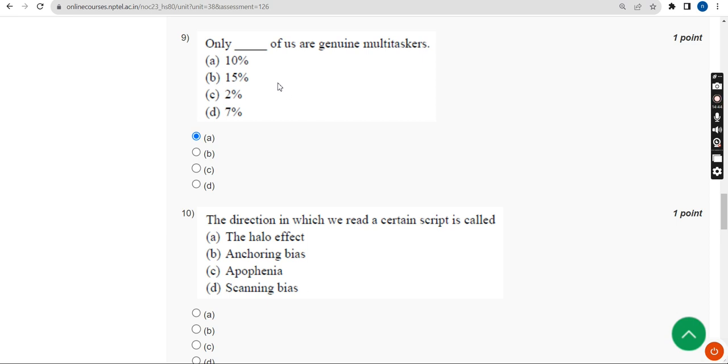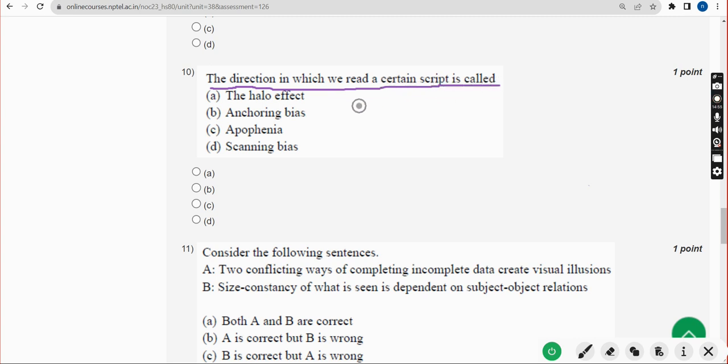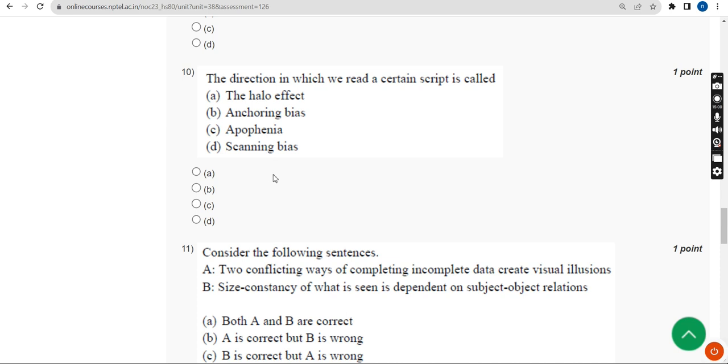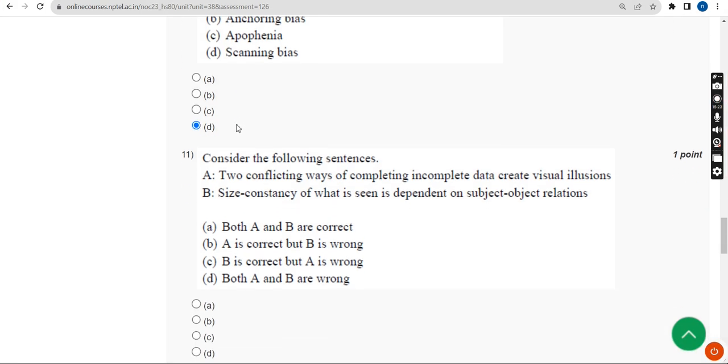Now let's move on to the 10th question. The direction in which we read a certain script is called what? For the 10th question, I have got the answer as option D, scanning bias. So I am going with option D. Now let's move on to the 11th question.